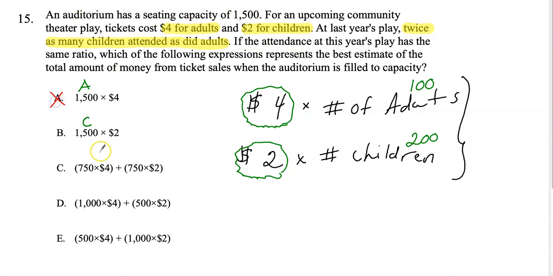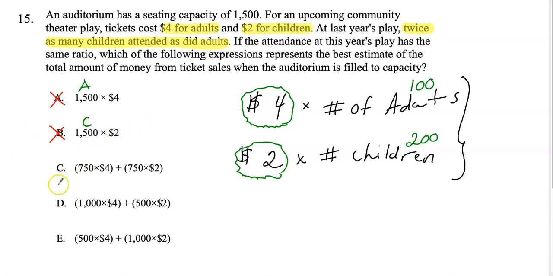It doesn't make sense. This one says only children showed up. 1,500 children showed up, and it was a cost of $2. Again, I know this is the children because it says $2 for children. I know this is the adults because it says $4 for adults. So B has to be gone as well, because this implies only children showed up.